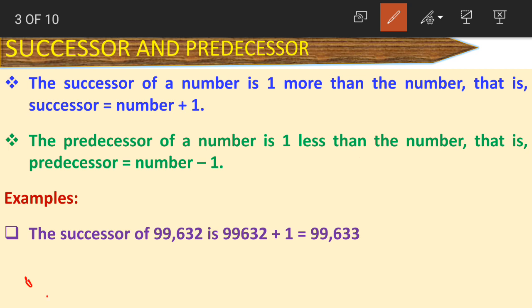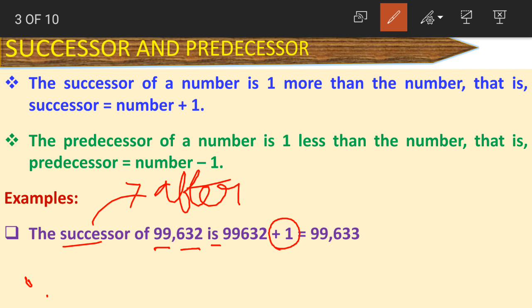Example, the successor of 99,632 is what? Again, successor comes after doing something. So, successor is the number which comes after a given number. Is it clear, children? Now, how do we find out a number that comes after a given number? We find out by adding 1.